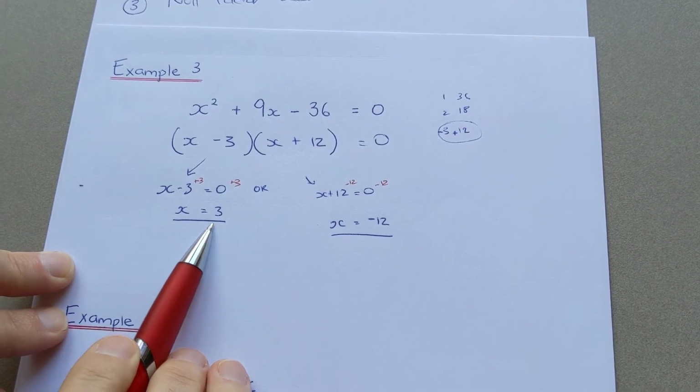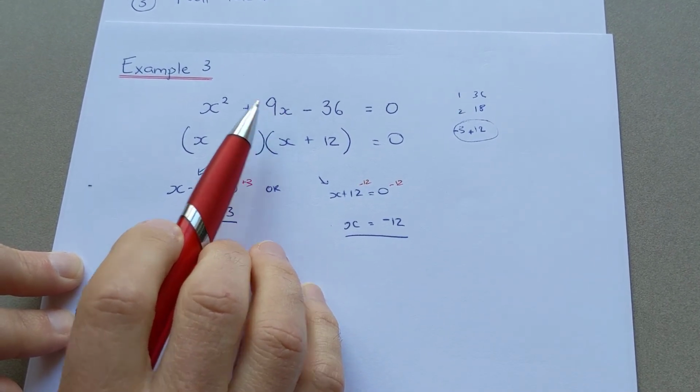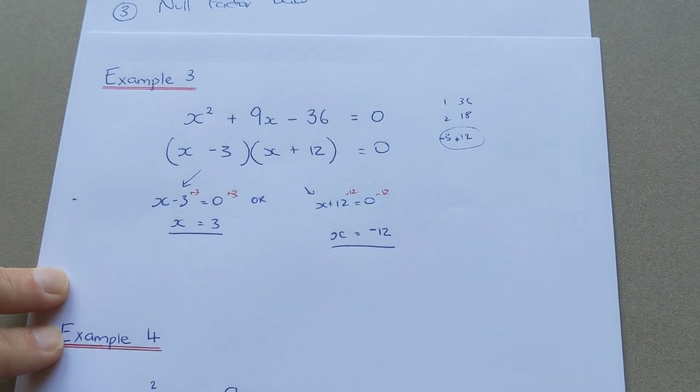Just to prove it works, if x was 3, 3 squared is 9, plus 9 threes are 27, 9 plus 27 is 36, take away 36 equals 0. Okay, so it works.